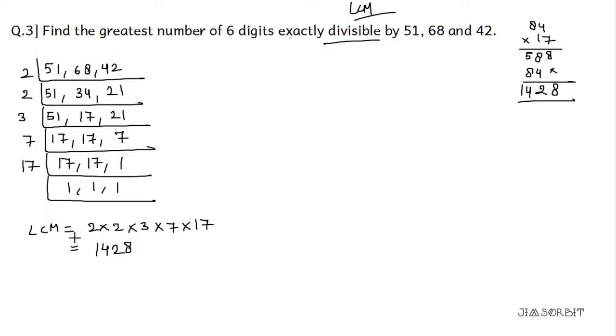They will not ask you such a simple problem, so let us read the problem again. The greatest number of 6 digits. Now we know the highest number of 6 digits is 999999. But it has to be divisible by the LCM of them. So we have got the LCM, and rather than dividing it individually by each one of them, we will divide this by the LCM.